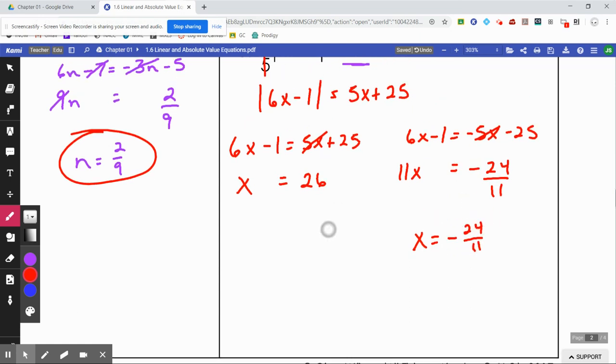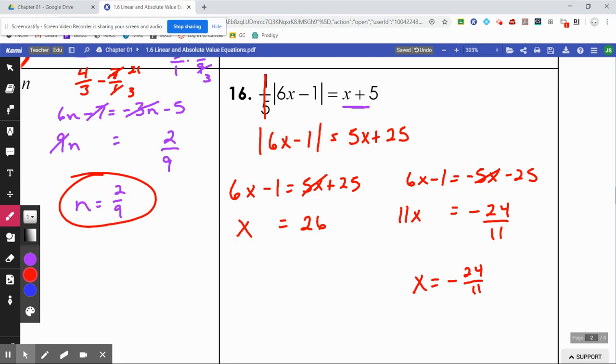Again, we have to plug them both in to see if they work. We'll start with 26, and we'll do the original. So 6 times 26 is 156 minus 1 is 155. So 1/5 times the absolute value of 155. Does that equal 26 plus 5, which is 31? The absolute value of 155 is 155. When you take 1/5 of that, you get 31, so that one checks out. Try your second one.